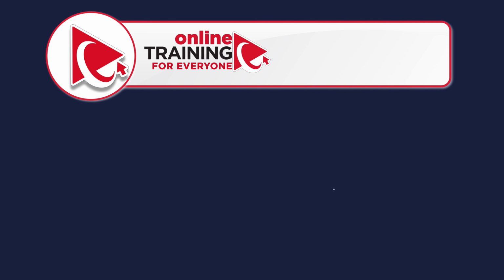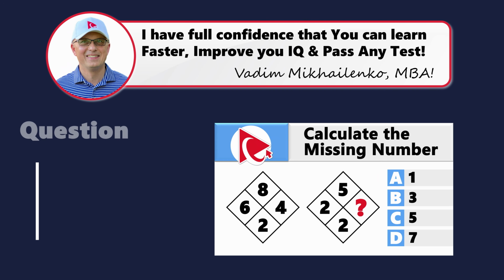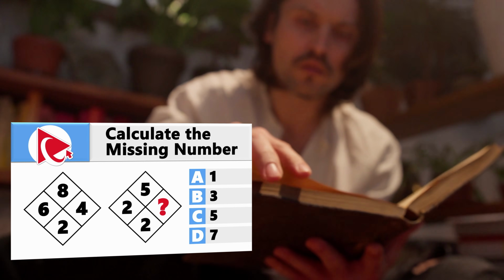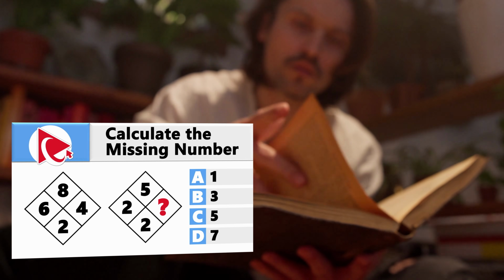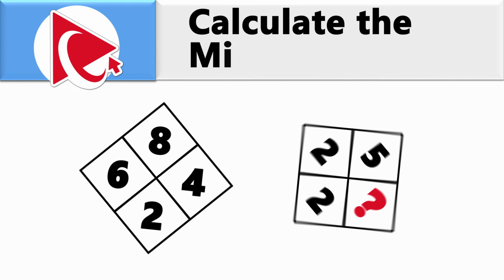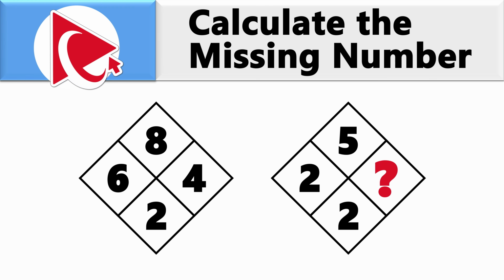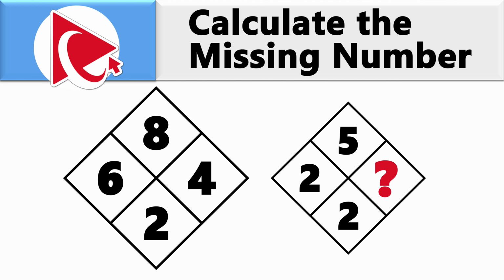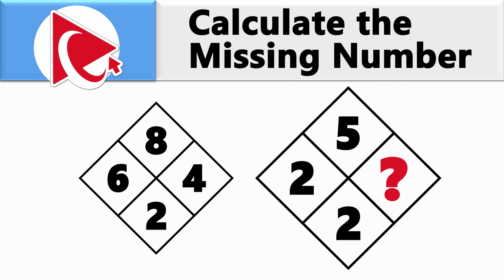And now it's time to grab your thinking goggles. This question is so intricate, Sherlock Holmes would need a cheat sheet. You're presented with 2 diamonds. Each diamond has 4 numbers inside. In the first diamond, the numbers are 8, 6, 2, and 4. And in the second diamond, the numbers are 5, 2, 2, and then comes the missing number, which you need to calculate and select out of 4 possible choices.